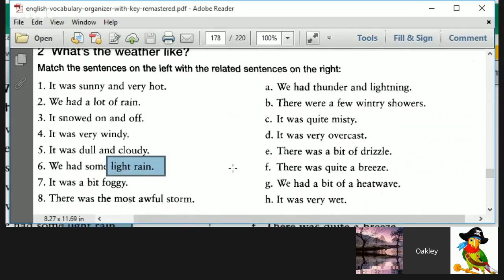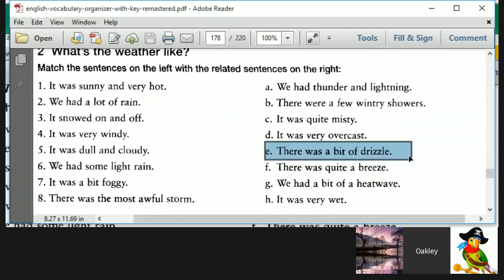Yeah, it's light rain. There was a breeze, but no, it was a bit of drizzle. A bit, yeah, that's it.